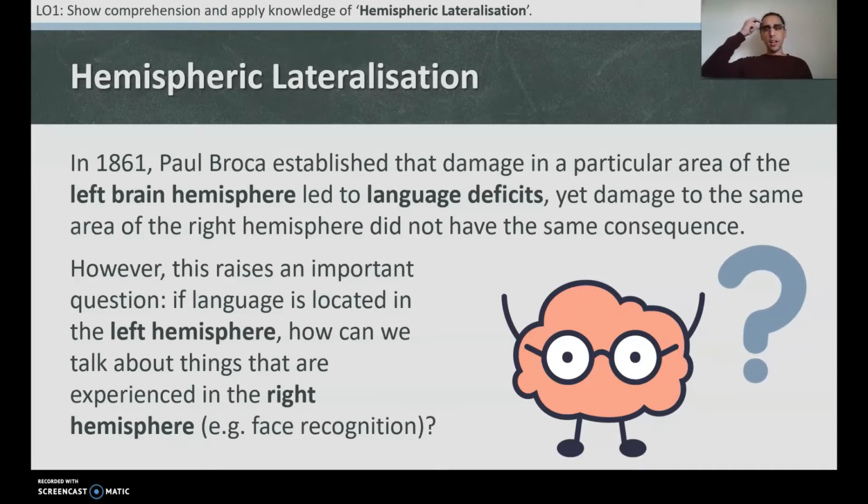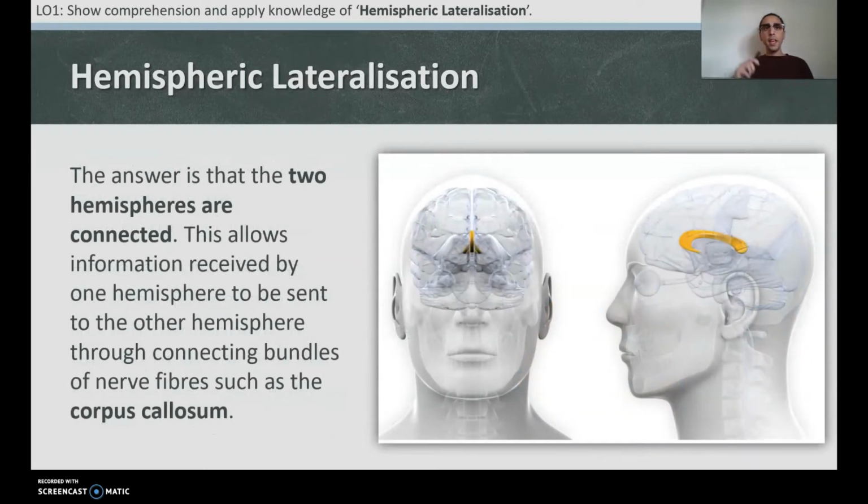So facial recognition is in the right hemisphere, okay? And everything we understand about facial recognition is in the right. But how can we talk about facial recognition, talking about people's faces, if it's in this side, if talking is in this side? This is what we're going to wonder about. The answer is that the two hemispheres are connected. Our left and right hemisphere are connected together. It's a brain, right? There's bits of it that are connected together.